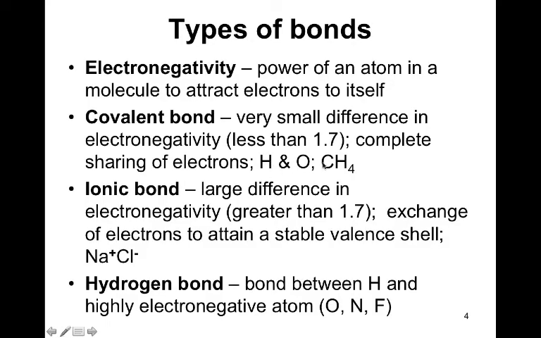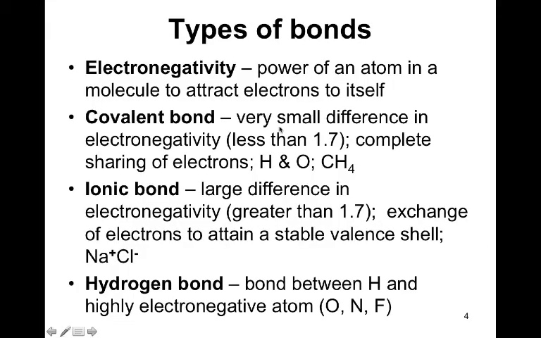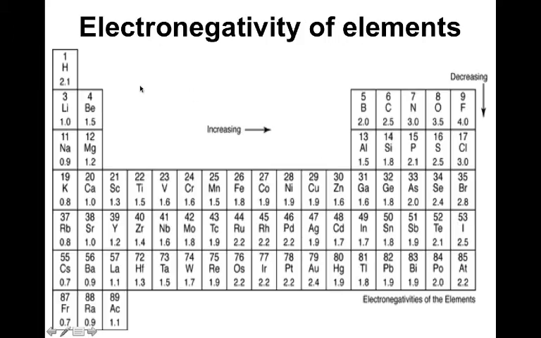let's take a look at the example between hydrogen and oxygen. Hydrogen has an electronegativity of 2.1, oxygen has an electronegativity of 3.5. The net difference is 1.4, which is less than 1.7. That's why they form a covalent bond. Likewise between carbon and hydrogen. Hydrogen has an electronegativity of 2.1, carbon is 2.5. It's very insignificant, a difference of 0.4.